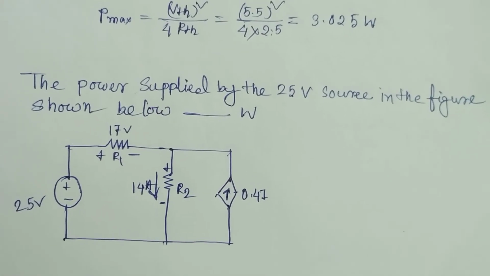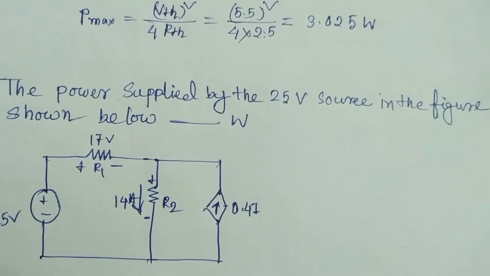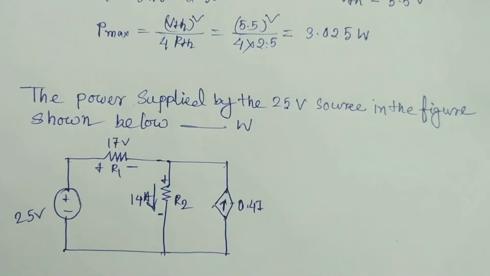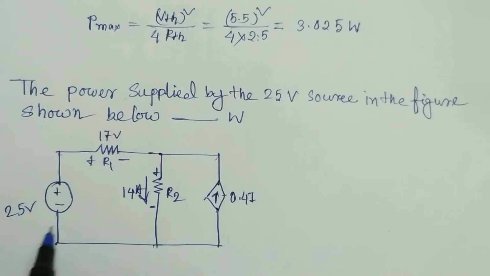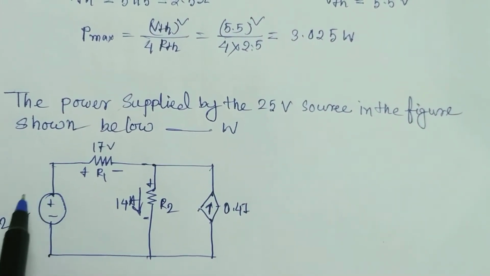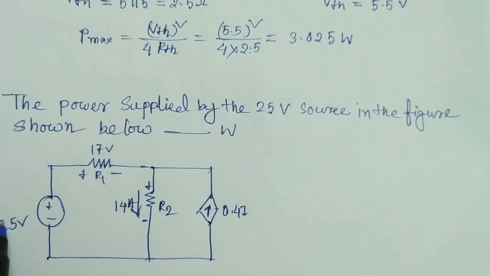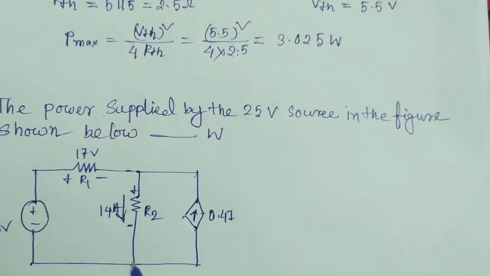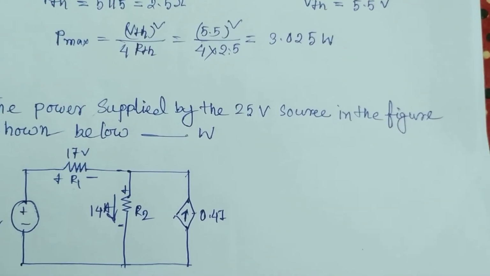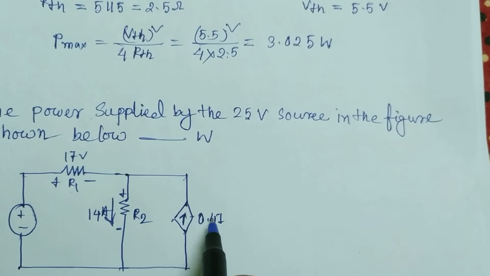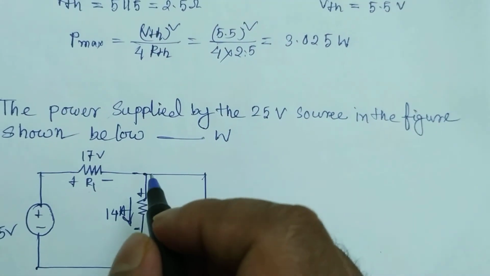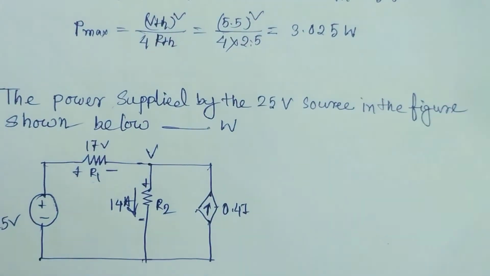The question is: what is the power supplied by the 25 volt source in the figure shown below, in watts? We have to find the power delivered by the 25 volt source. Now here is a 14 ampere current, 70 volt across R1, and here the current source is 0.4 I ampere. We apply KCL at the node.